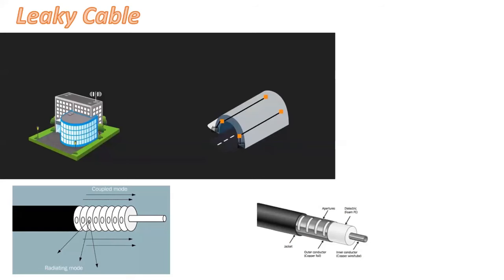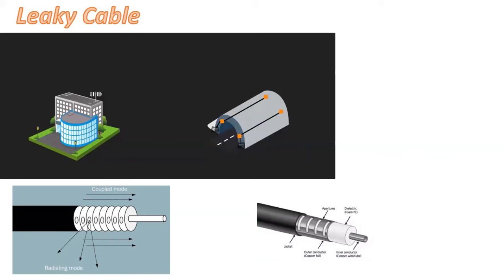And then we have to talk about this leaky cable. A leaky cable is a kind of coaxial cable. It has an outer conductor with periodic slots. The cable makes part of the electrical wave propagated through the cable radiate outside through these periodic slots.